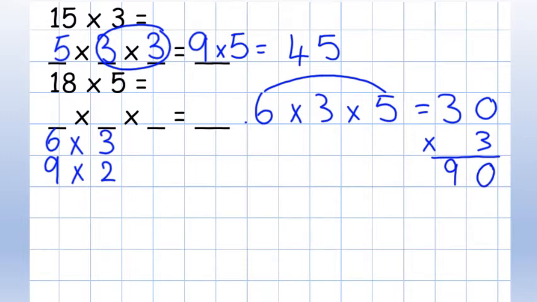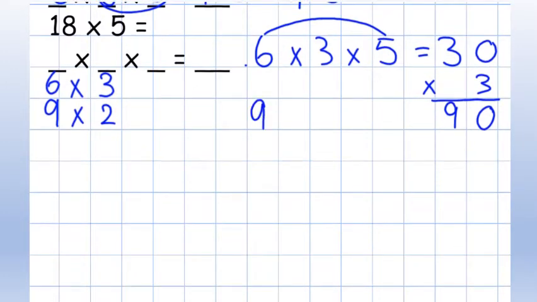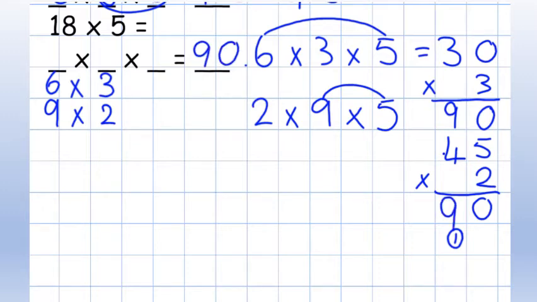And we'll just check that it works the other way round. So the other way round would have been, let me just roll the board up a little bit, 9 times 2 times 5. And again, actually let me write it the other way round. Let's do 2 times 9 times 5. So I'm going to do this bit first. 9 times 5 is 45. And then 45 times 2. 2 lots of 5 is 10. Exchange 10 ones for a 10. 40 times 2 is 80. Add 10 is 90. Okay? How did you get on? If you're not quite sure, go back and have another look.